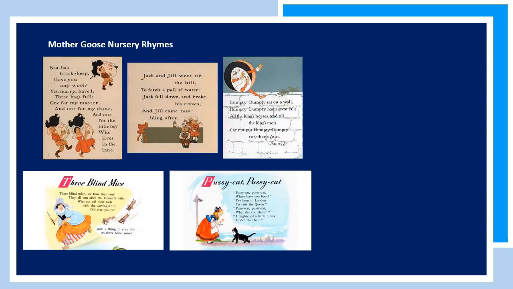Now, what are some of these Mother Goose nursery rhymes from the Melody of Mother Goose published by John Newbery? I know some of you are familiar with these. These are even taught or shared in your elementary and kindergarten years or in your childhood years. Some of these are Baa Baa Black Sheep, Jack and Jill, Humpty Dumpty, Three Blind Mice, Pussycat, Pussycat.